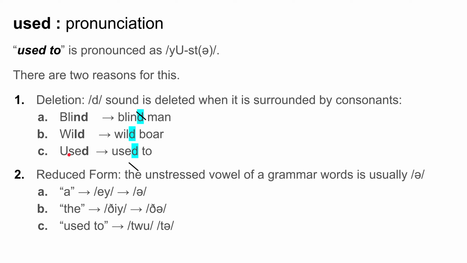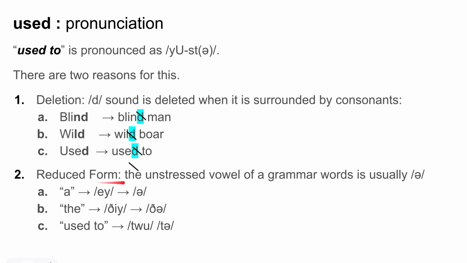Okay, next, again, moving on to used. Here we're surrounded by an S and the D sound. We don't pronounce the D, okay? We don't say "used", we say "use". And of course, if I have the S sound right before the D and the T sound right after, then the D sound is deleted. So we don't say "used to", we say "use to". Okay, the last one is the reduced form.